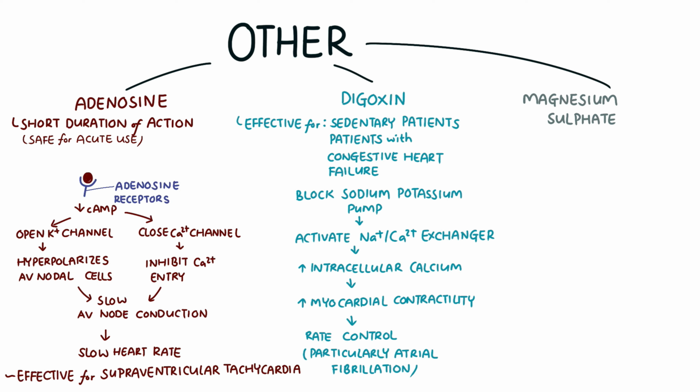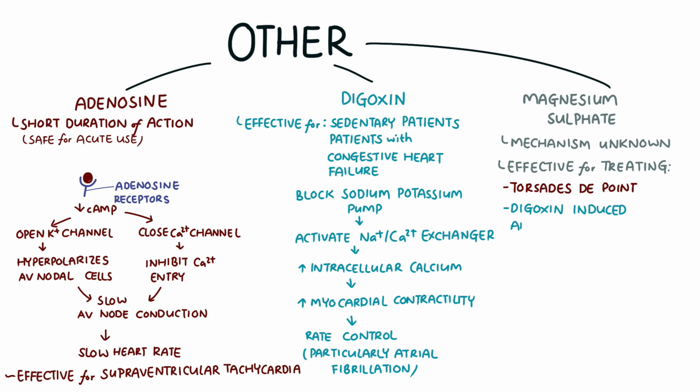Finally, let's look at magnesium sulphate. The exact mechanism of action for magnesium as an antiarrhythmic is not fully understood. However, what we know is magnesium sulphate is effective for treating torsades de pointes, digoxin-induced arrhythmias, and hypomagnesemia-induced arrhythmias.